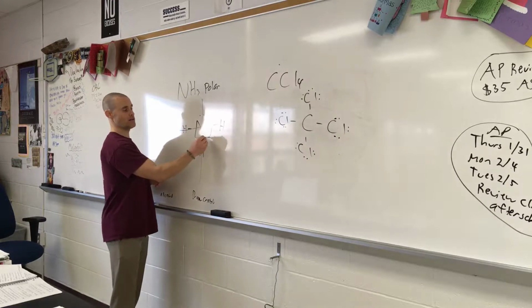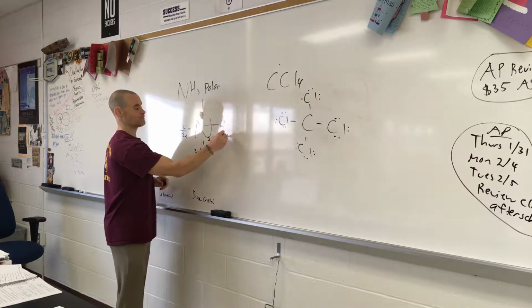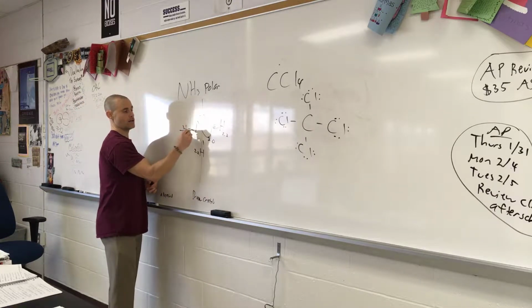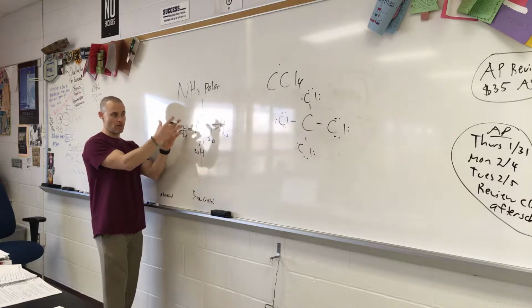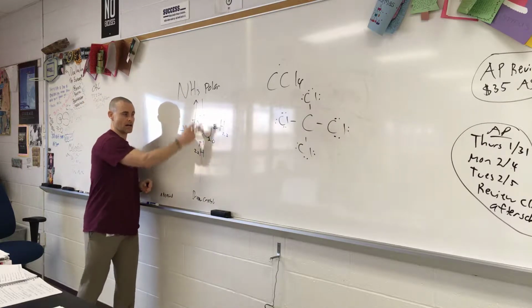Also, electronegativity of N is 3, and each H is 2.2. So the nitrogen is pulling the electrons towards it. So in general, the way you would draw a dipole would be up. All the electrons are kind of getting pulled this way.